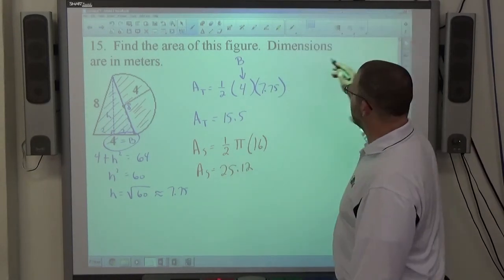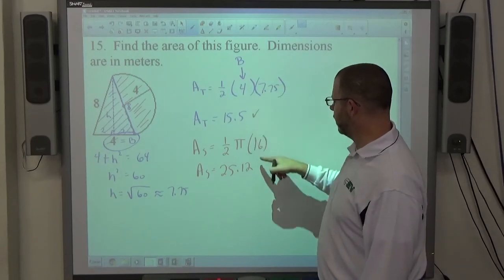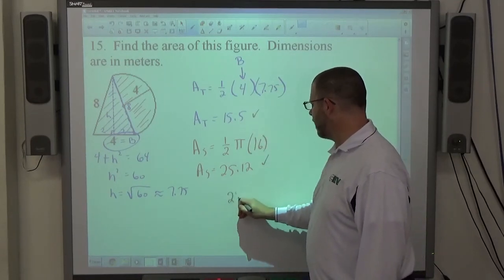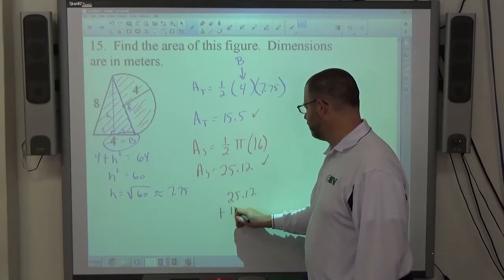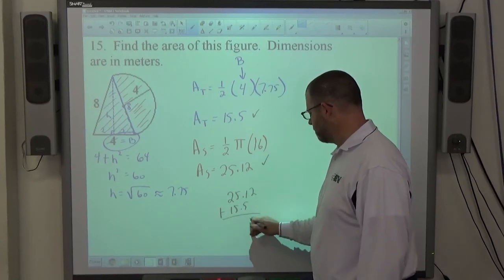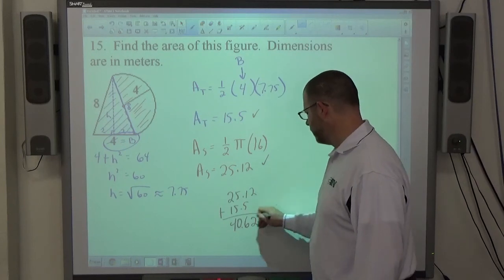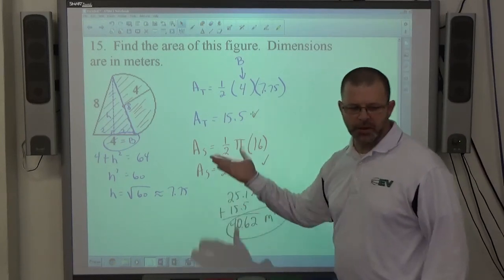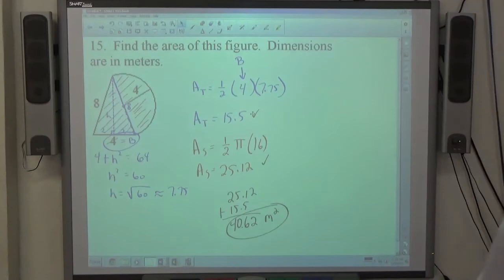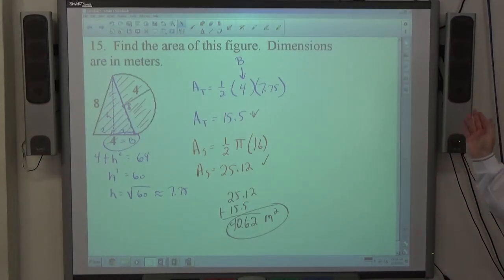So the total area of this figure is going to be the sum of the triangle and the semicircle. So 25.12 added to 15.5, 40.62 meters squared. Expect a similar looking figure, obviously different dimensions on the test, but an isosceles triangle problem, more than likely. Finding the height will be necessary to find that area.